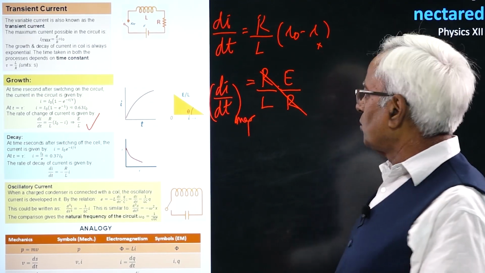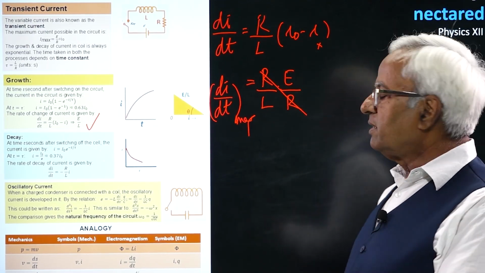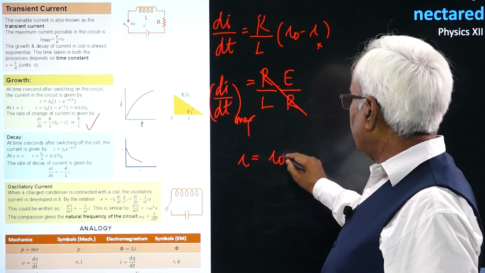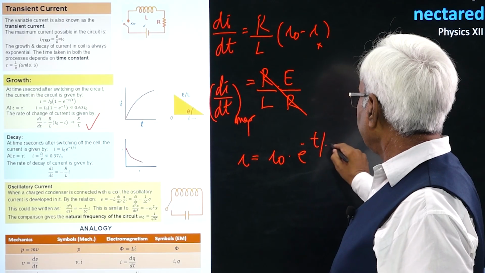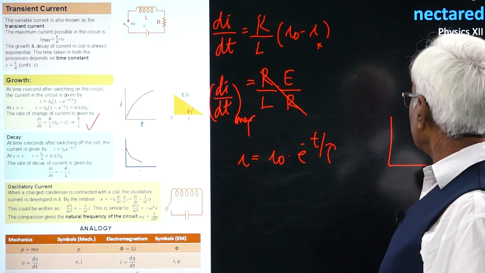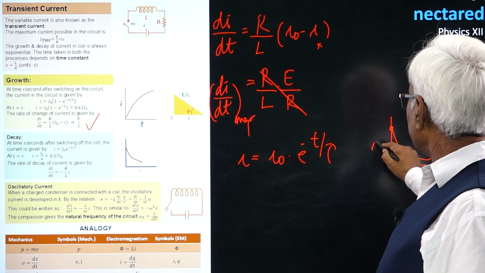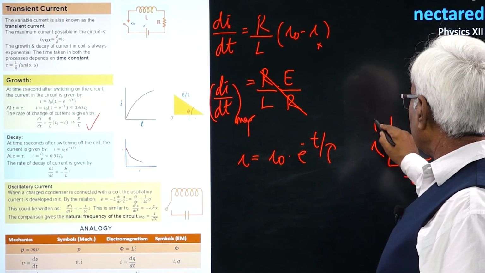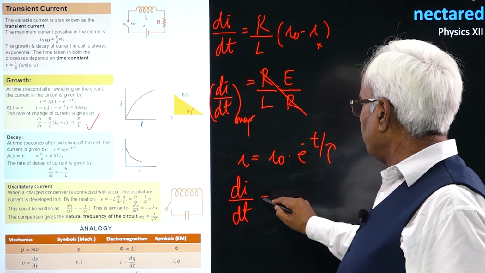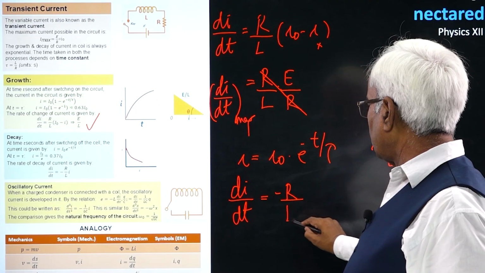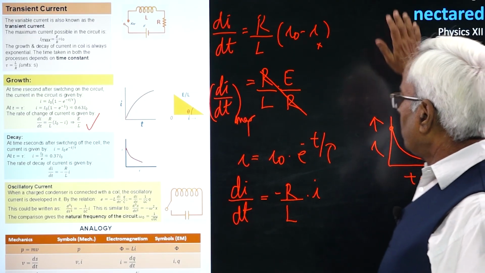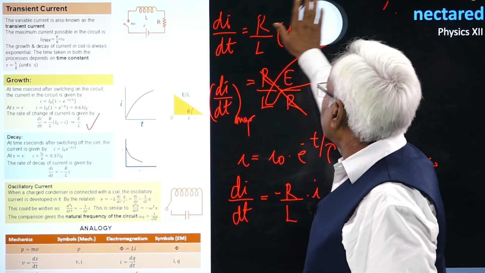Similarly, when you switch off the circuit, the current will start decreasing exponentially. This is given as the relation. T seconds after, the current will be given by this relation. The graph would be like this for decrease of current, and di dt will be given by the relation minus R upon L into I. Let us see oscillatory current.